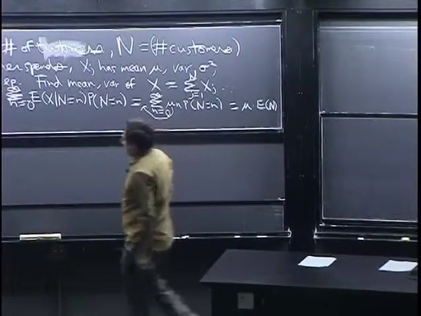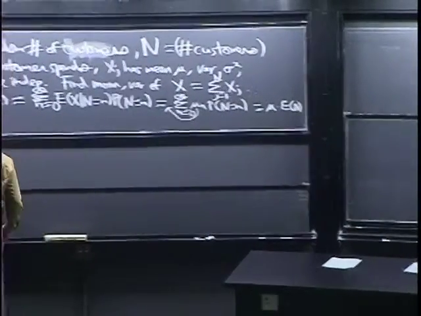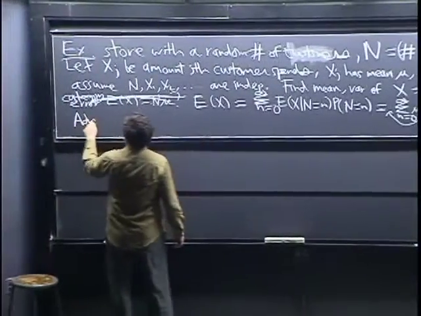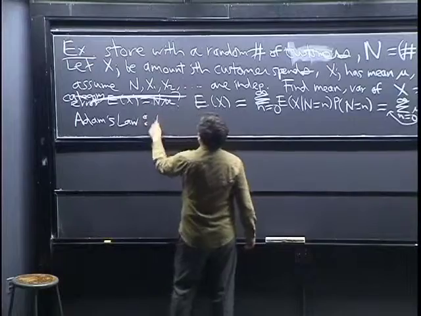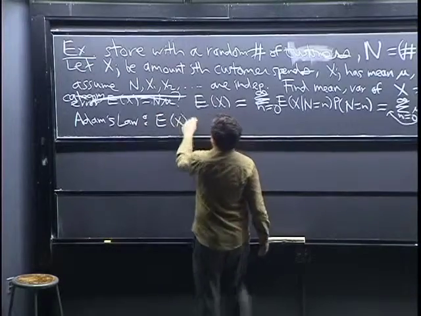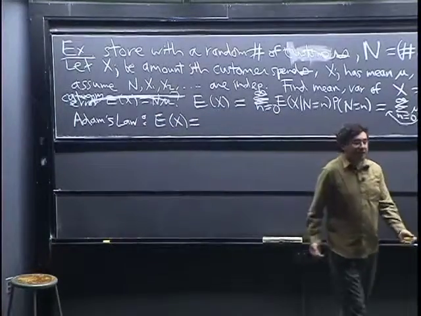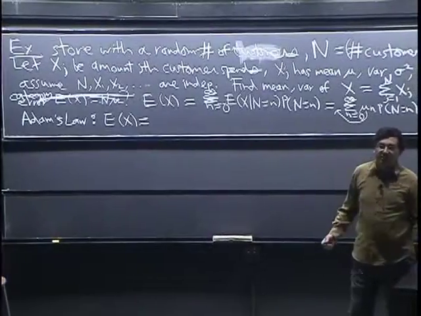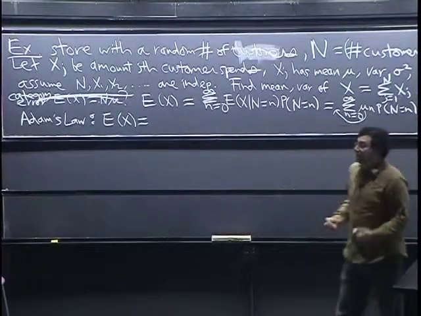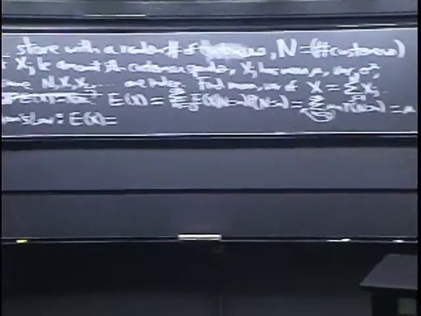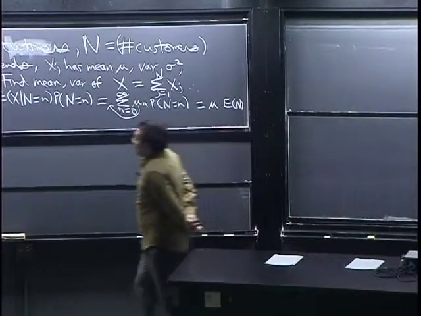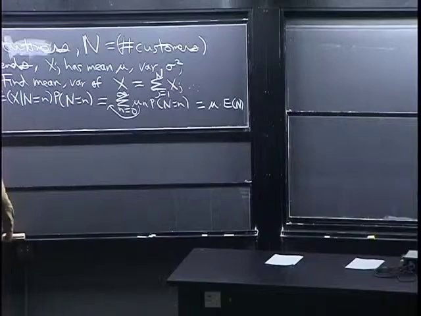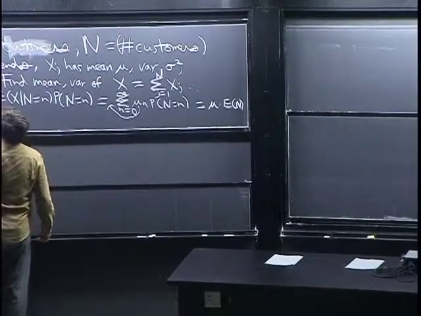So let's also do this using Adam's law, which is the same thing. It's just a more compact notation. So we want E of x. We want to condition on n, because then we can just apply linearity. It's more familiar to deal with a fixed number of terms rather than a random number of terms. So Adam's law, or iterated expectation, just says we can do E of x given n.